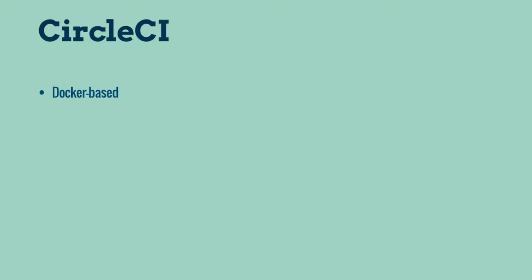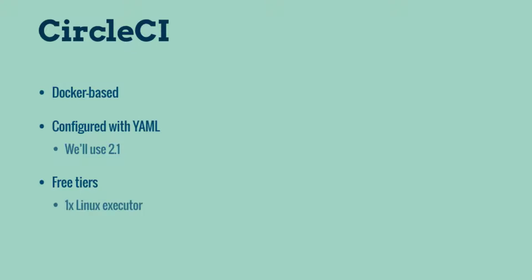Now CircleCI, like most cloud CIs, is Docker based, which means it's going to spin up containers inside of virtual machines to run your code. It also is configured like most cloud services with a YAML file. We are going to be using version 2.1, which is currently the latest available. And also there's free tiers on CircleCI. As I said, in CircleCI's case, you get one free Linux executor regardless. If you're doing open source, you actually get 4. So the example I'm going to be looking at is open source, so we get the 4 executors, which allow us to work on 4 things in parallel at the same time if we want to.